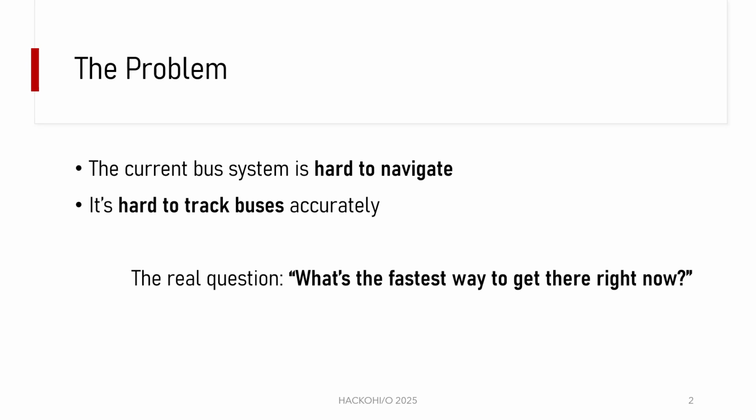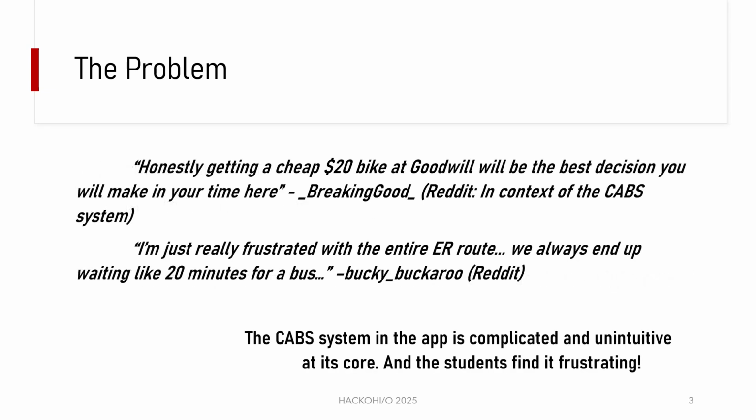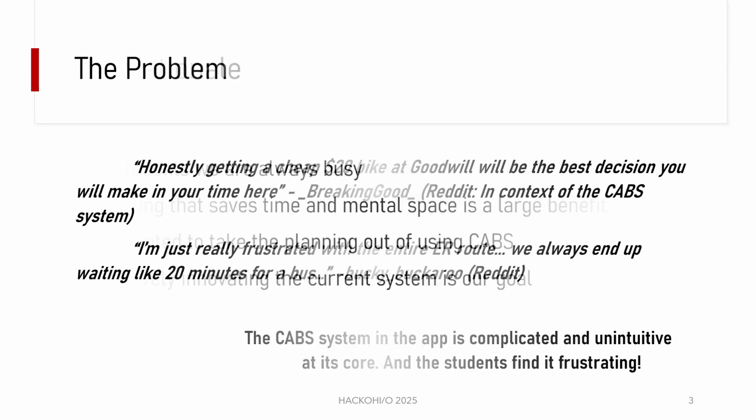The core user need we identified wasn't just, where is the bus? It was, what is the fastest way to get from A to B right now? Students find the bus system at OSU so hard to navigate that they recommend just buying a bike instead. But it doesn't have to stay like this.